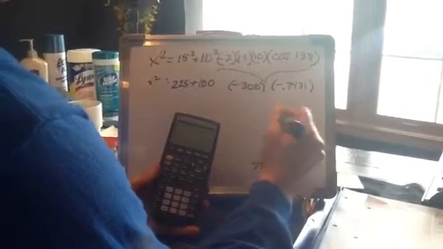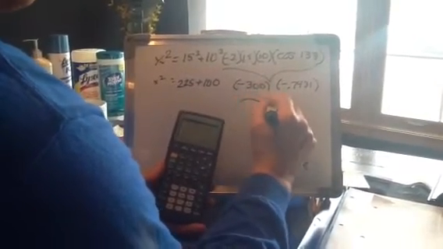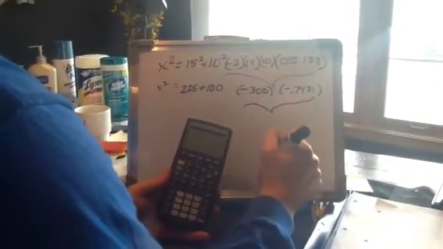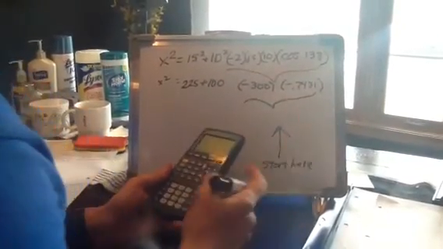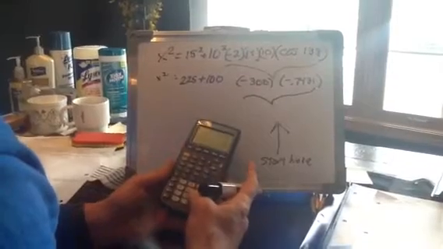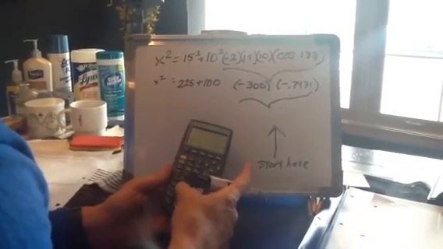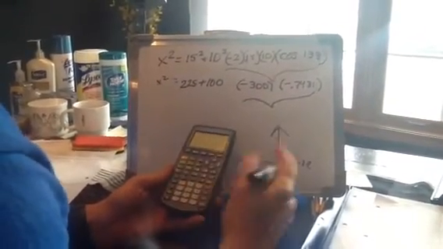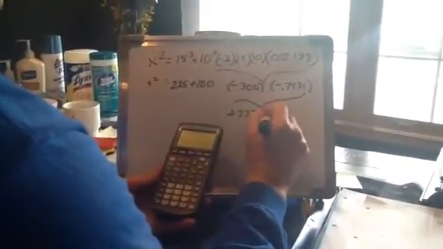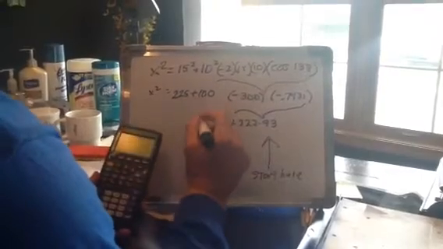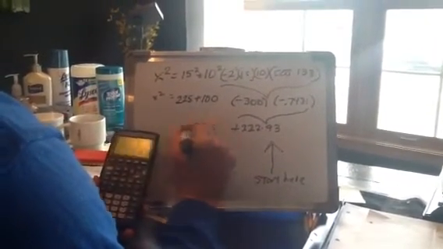So when I say start here, that means I want to make sure that you guys remember to multiply these. You don't want to start subtracting or adding them depending on these signs. So negative 300 times negative 0.7431 equals plus 222.93. 225 plus 100 is 325.